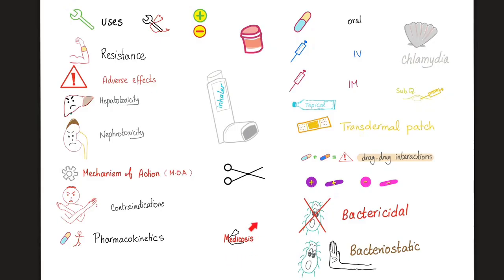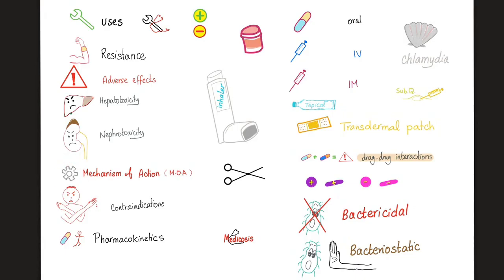So first, Medicosis symbols for pharmacology. When I use the symbol, it means the clinical uses of the medications. But when I use this, it means the side effects or the adverse effects of the medication. This means resistance. For example, the bacteria can resist your medication, rendering it ineffective. This sad liver means that the medication is toxic to the liver or hepatotoxic. This sad kidney means that the medication is nephrotoxic.